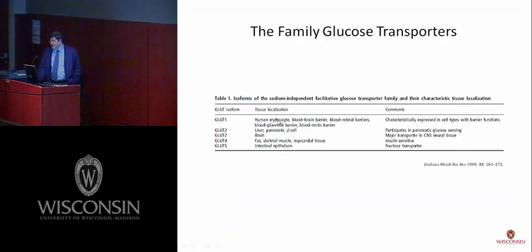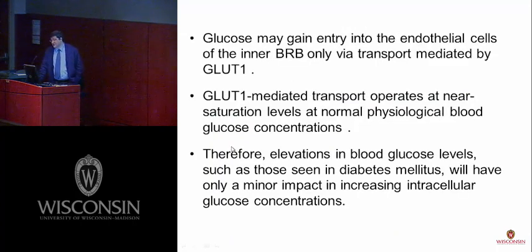They are located in the endothelium of the blood-brain barrier, in the blood-retinal barrier, and also in the RPE cell. GLUT2 is located in the liver and pancreas. Other transporters play a little role in diabetic retinopathy.